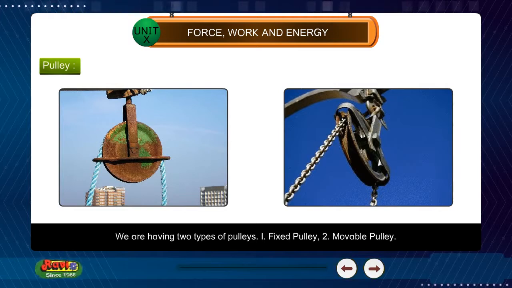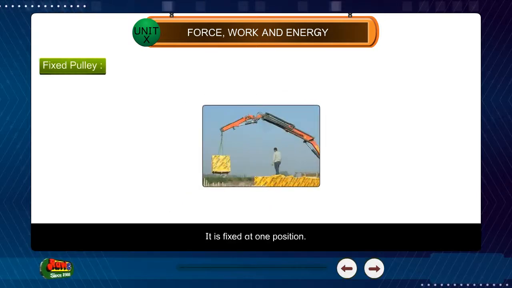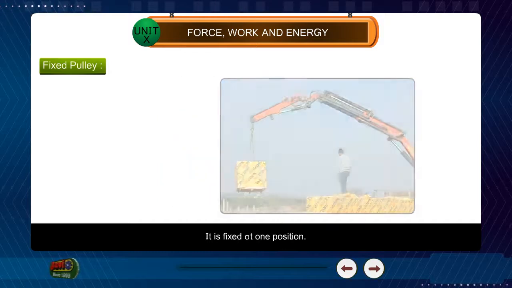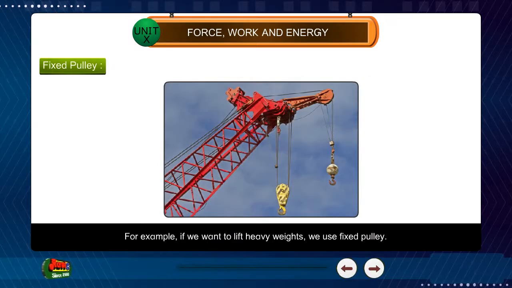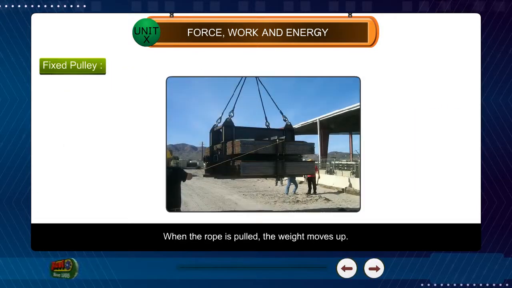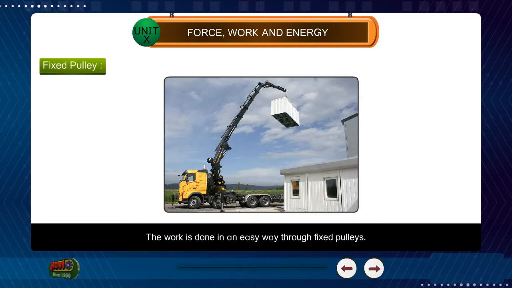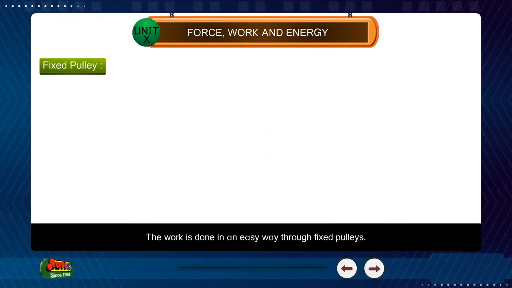We have two types of pulleys. 1. Fixed pulley. 2. Movable pulley. Fixed pulley. It is fixed at one point. For example, if you want to lift heavy weights, we use a fixed pulley. In this fixed pulley, the load is placed on one side and effort is applied on the other end. When the rope is pulled, the weight moves up. The work is done in an easy way through fixed pulleys. Crane.